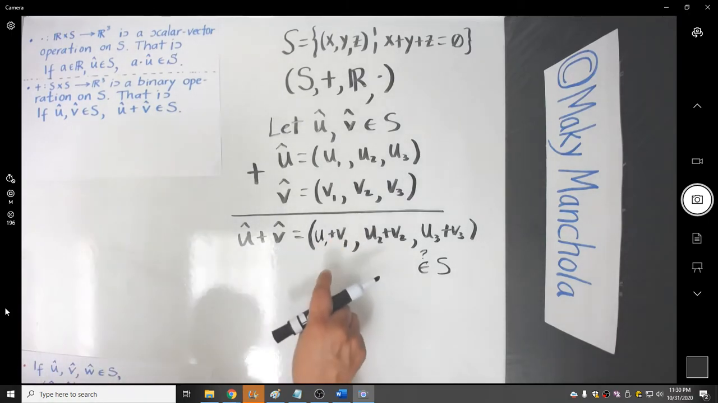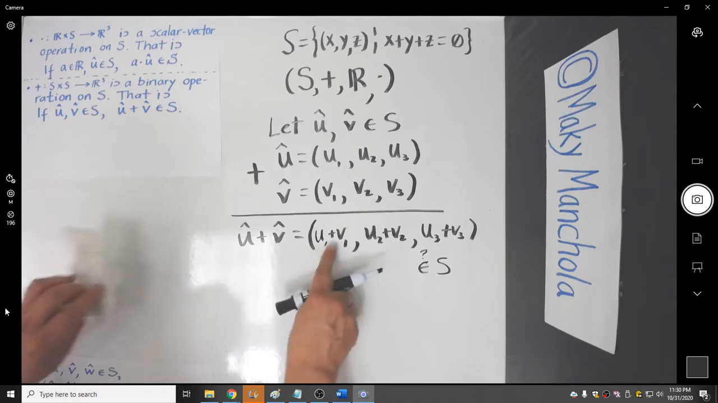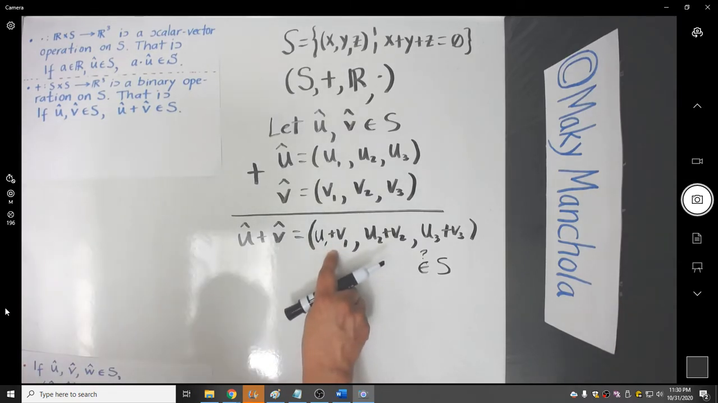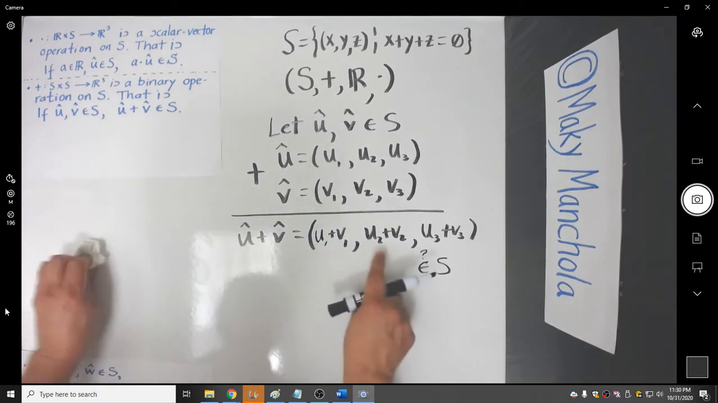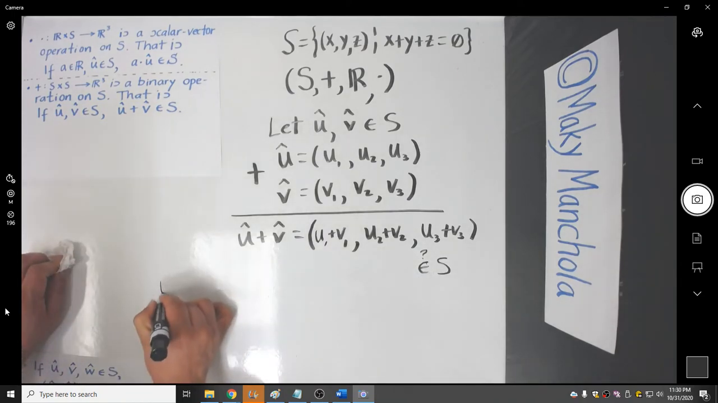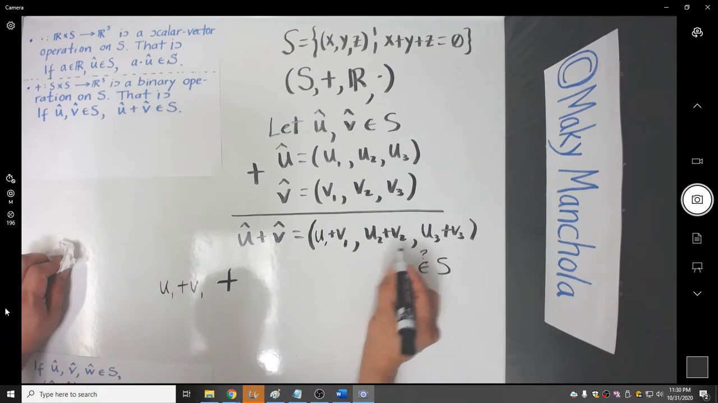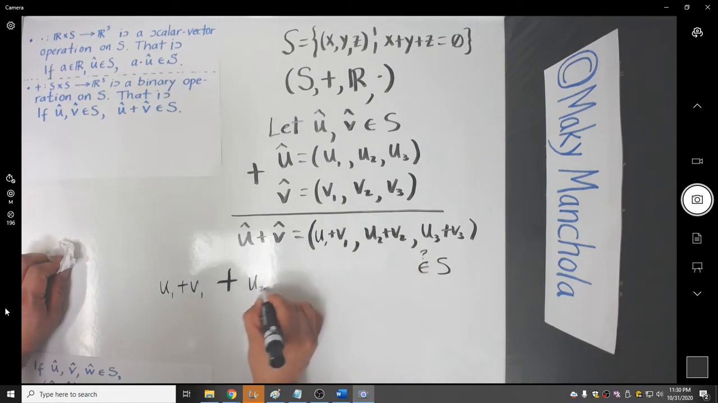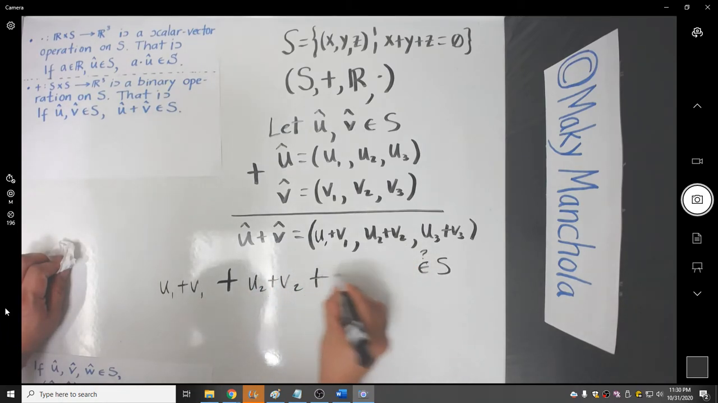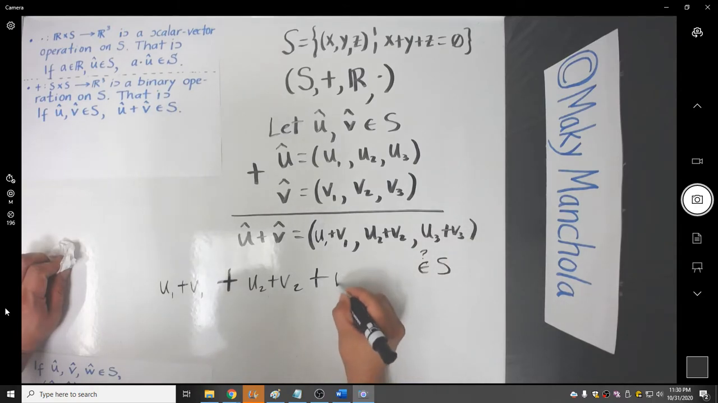Okay, so we're adding this entry, u1 plus v1, plus this other entry, u2 plus v2, plus this last entry, u3 plus v3.